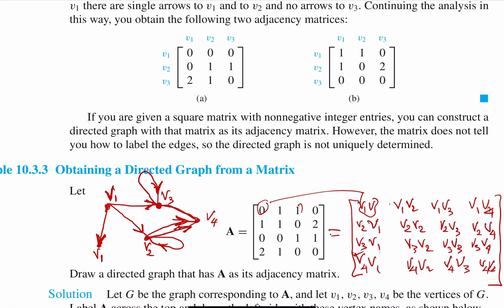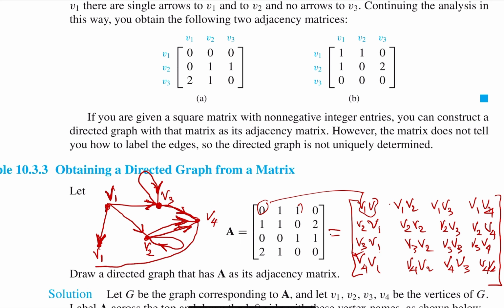V3 and V4, we have 1 pointing in that direction. Now V4 and V1, we have 1. Now it's 2 of them. It's 2. So we can do it like this.